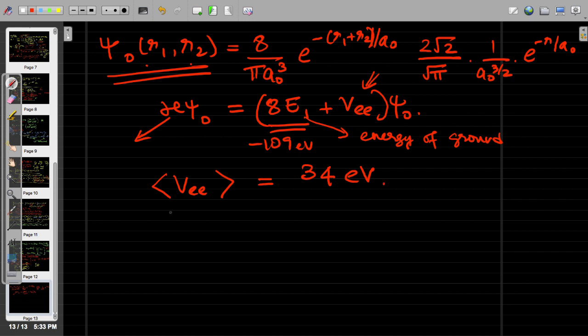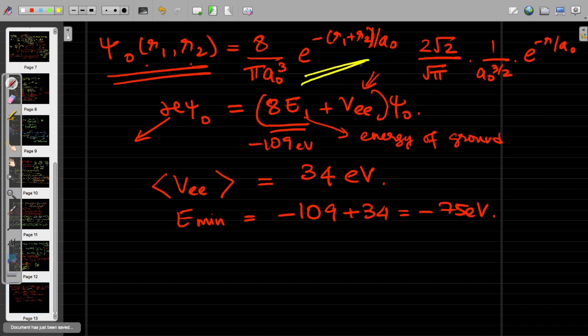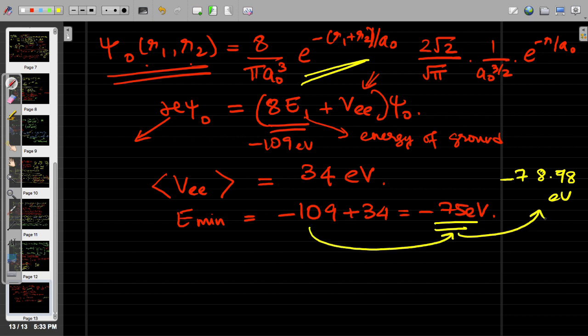So the predicted energy minimum will be minus 109 plus 34, that ends up being minus 75 eV. So one is able to understand that by just taking the 1s orbital of hydrogen atom and estimating, the energy already comes up very close. The experimental value was minus 78.98 eV. So from minus 109, you are able to get it closer to the experimental value.